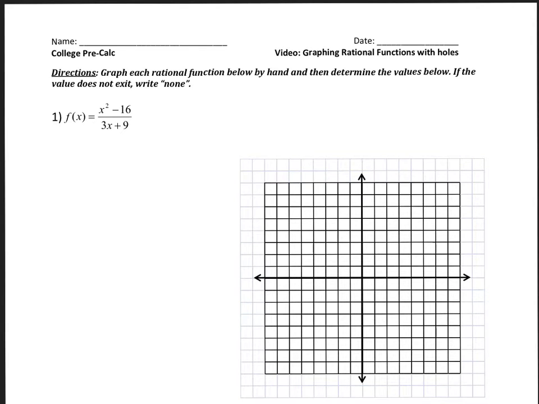Hi everyone, in today's lesson we're going to talk more about graphing rational functions. This time we're going to talk about a rational function that has a slant asymptote. So let's look at example number 1.